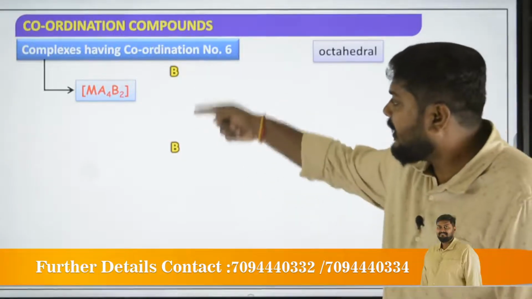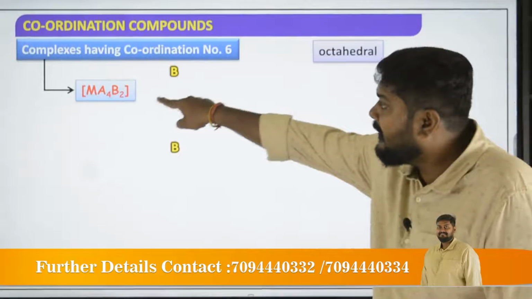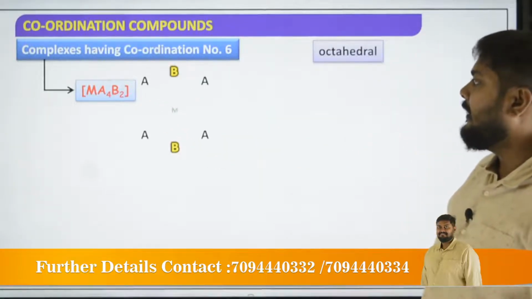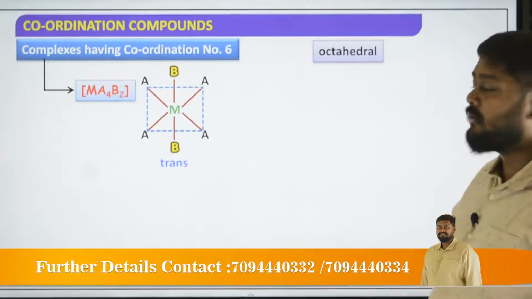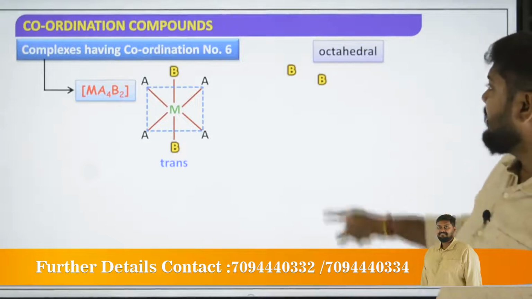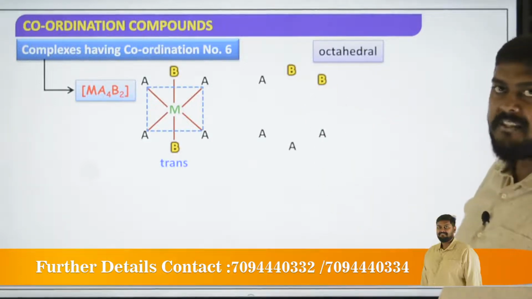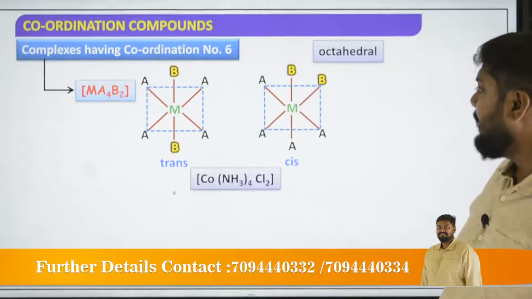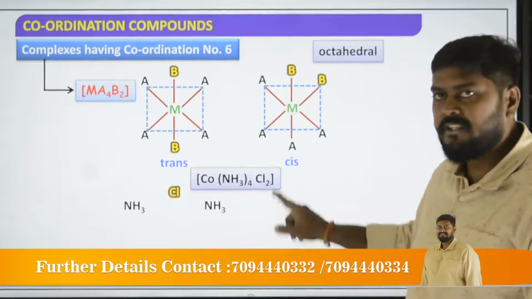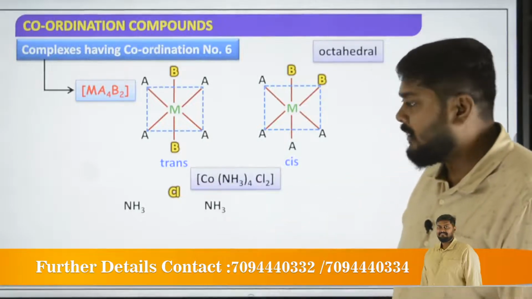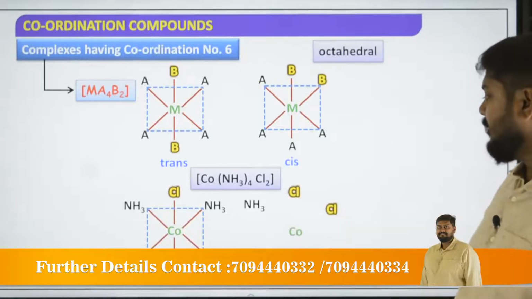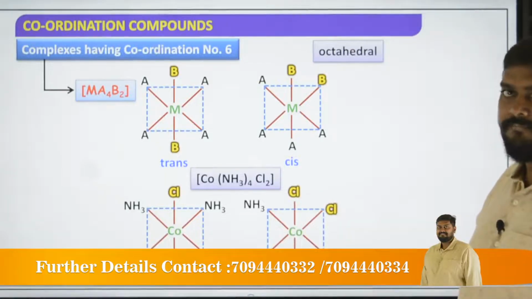If those 2 ligands are on the opposite side, the two B ligands are opposite, then it is called trans isomer. If the same B's are adjacent, then it is called cis isomer. See, the B's are opposite, so it is trans isomer. Here B and B are adjacent, so it will be cis. I am going to take a complex, Co(NH3)4Cl2. Cl is opposite, so it is going to be trans isomer. And Cl and Cl adjacent, side by side, so it will be cis isomer, right?